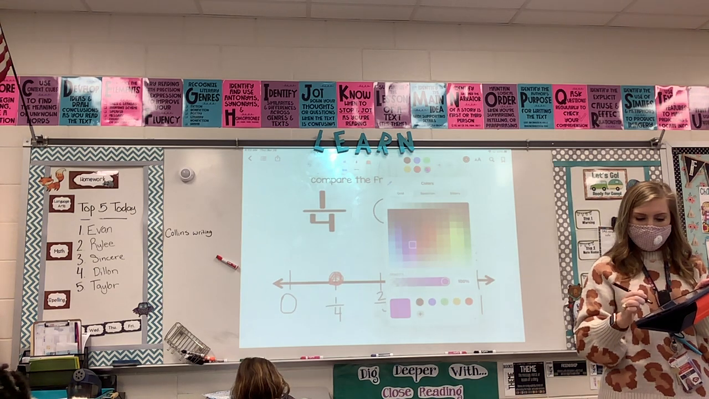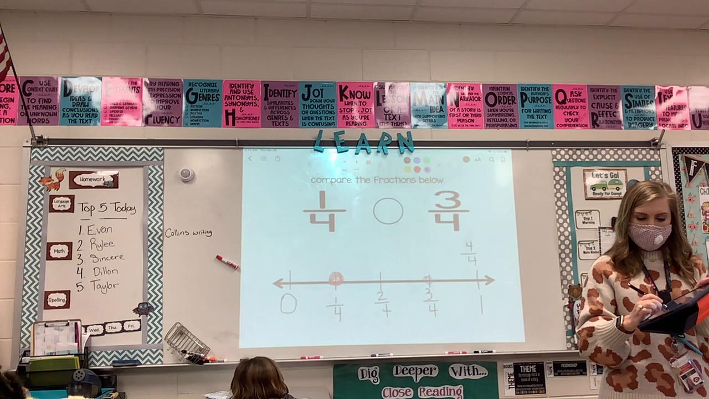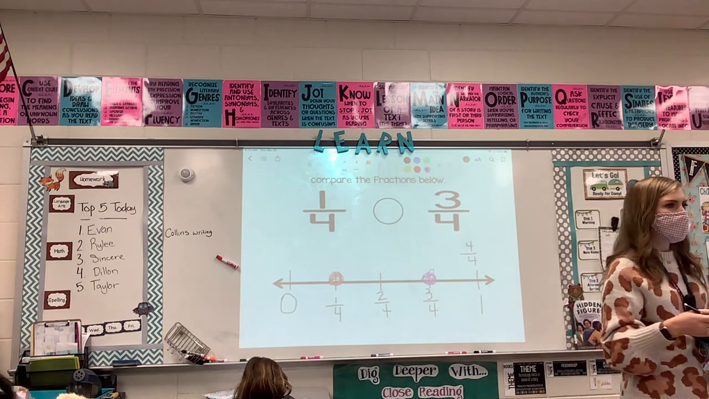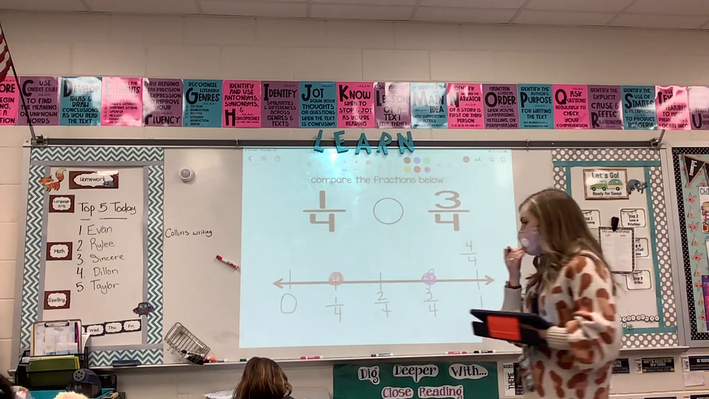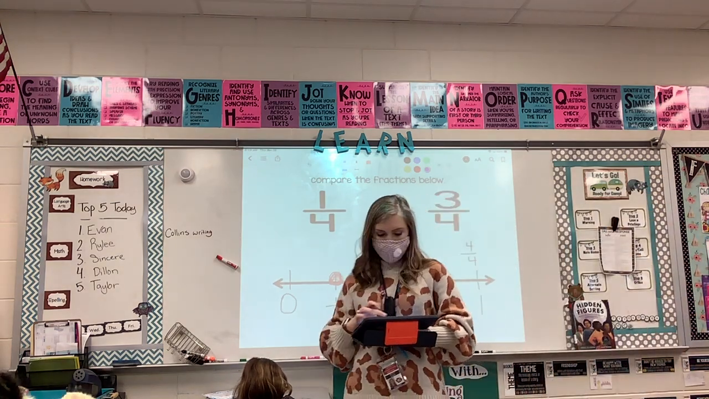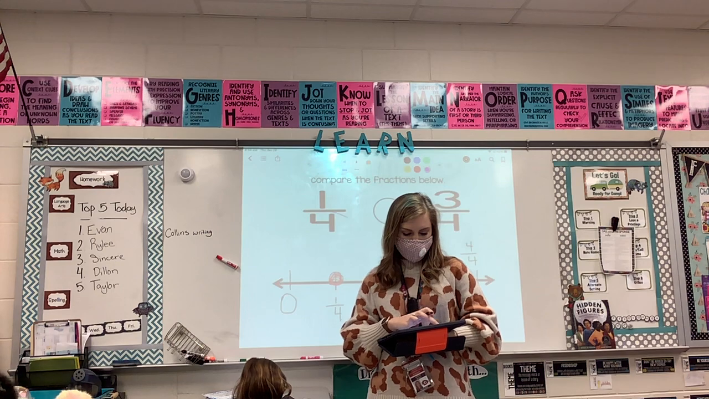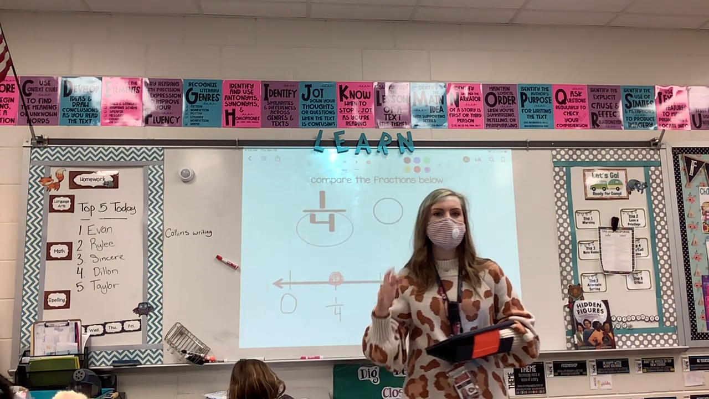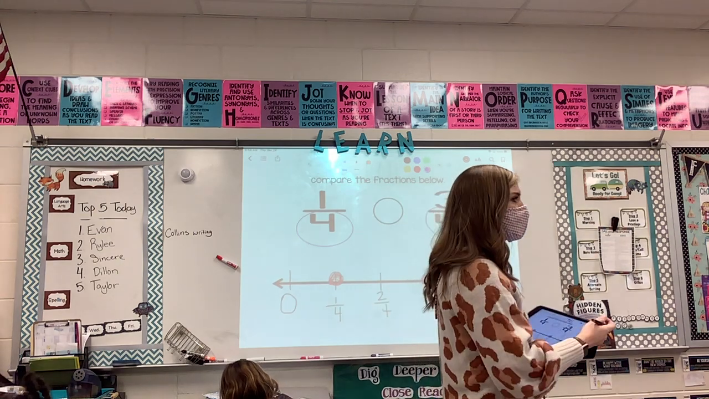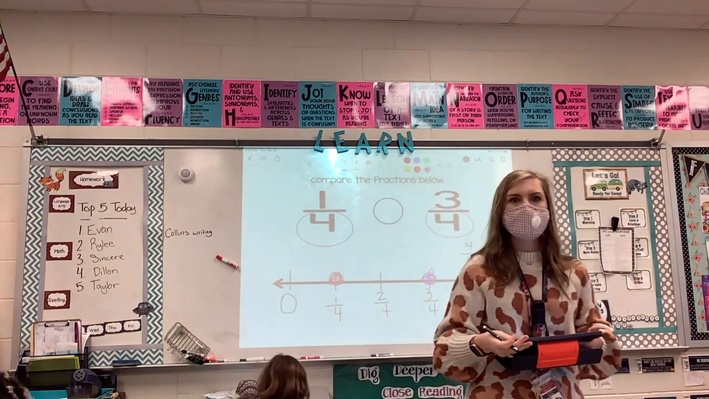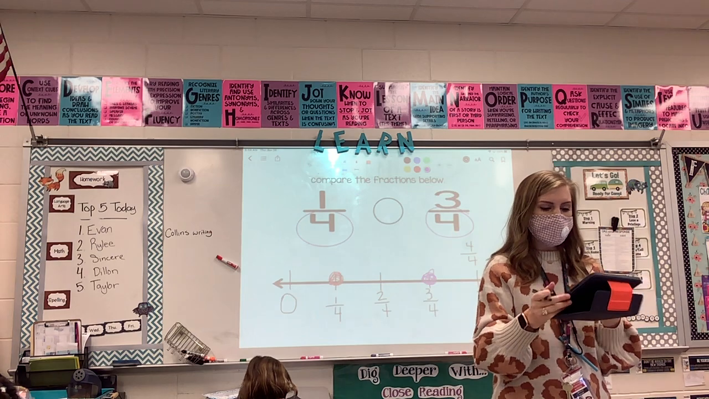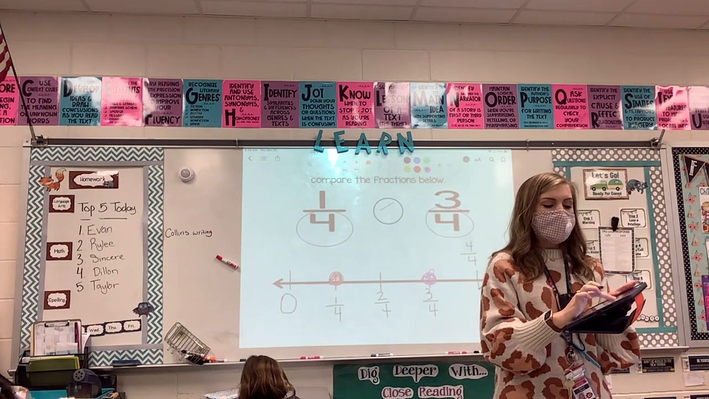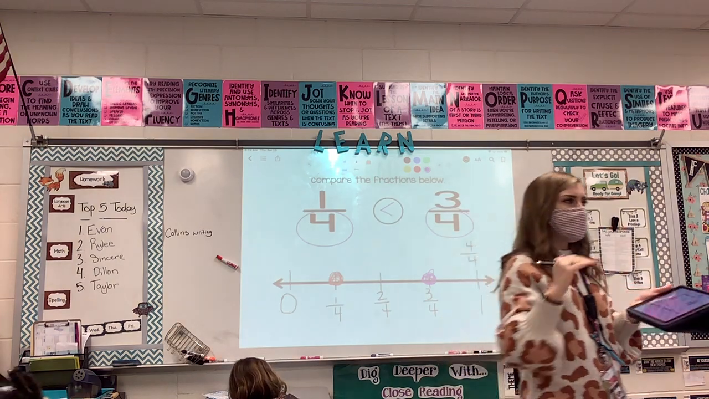What color? This is purple. All right, Jace. What do we have in common here? Good, our denominator. So we compare our what? Numerator, like normal. And 3 is what? I'm sorry, I read it backwards. 1 is what to 3? Less than. So 1/4 is less than 3/4.